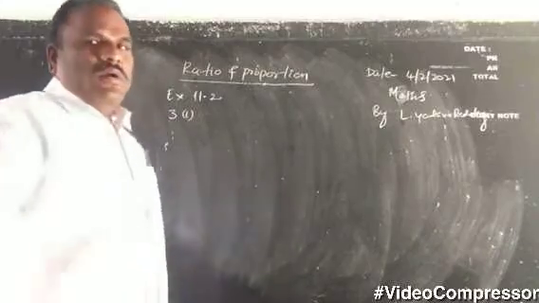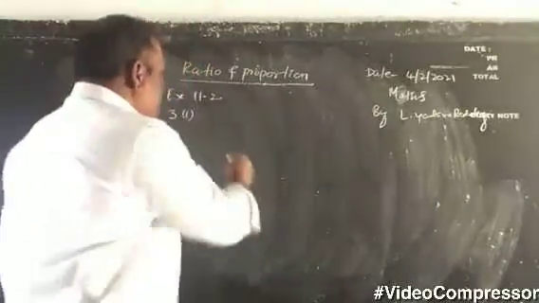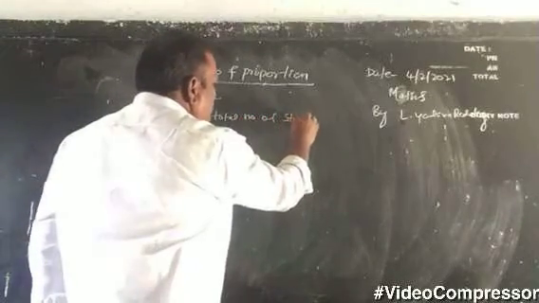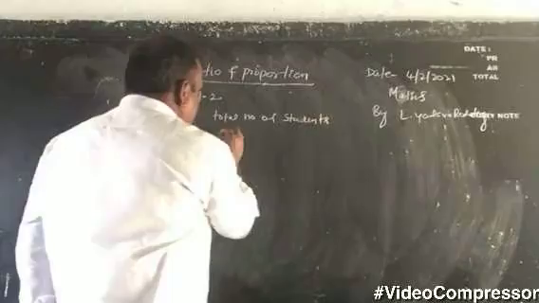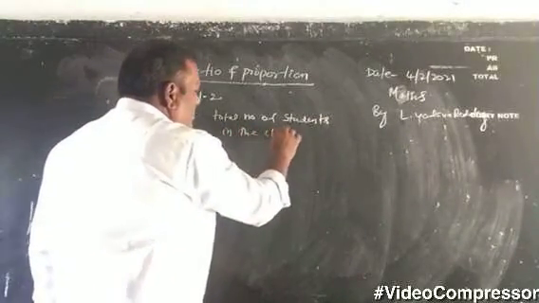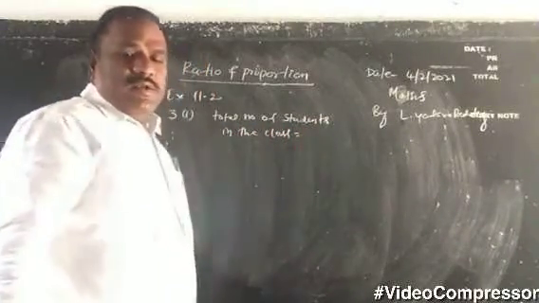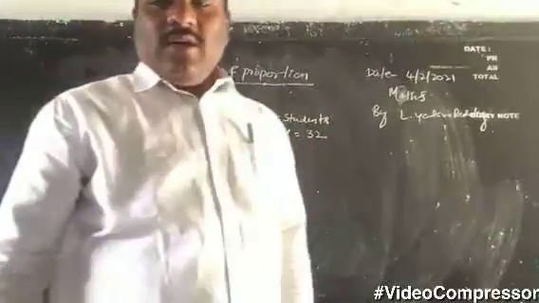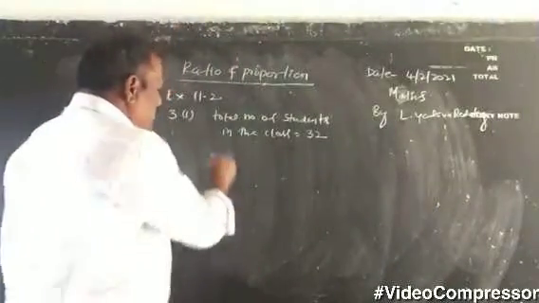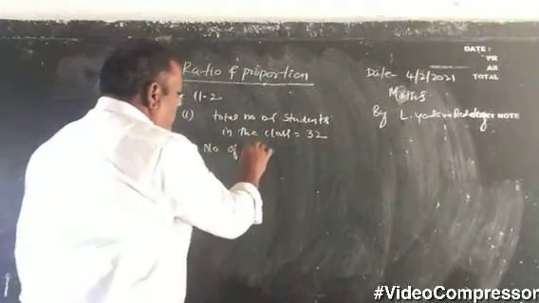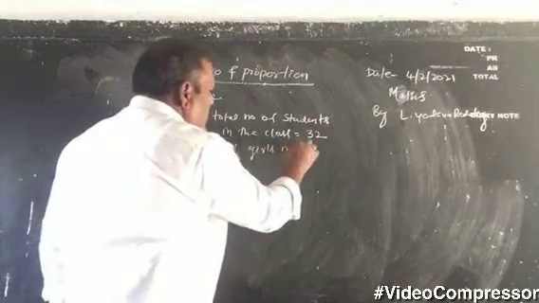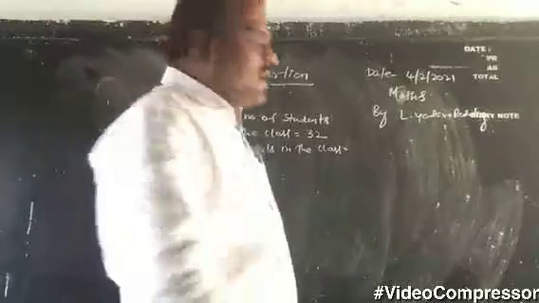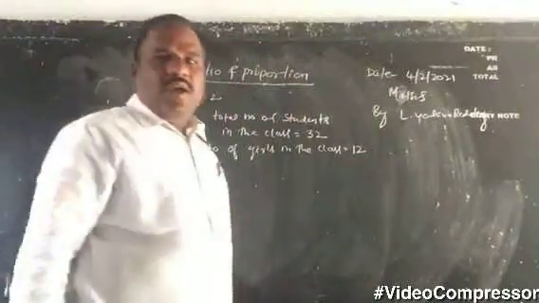Observe here. Total number of students in the class is equal to how many children? How many students are there? There are 32 students. Total number of students in the class. Number of girls in the class. How many girls are there children? There are 12 girls in the class.